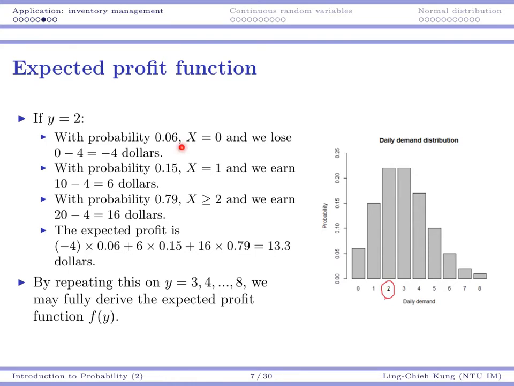There may be no customer, there may be 1 customer, or there may be 2 or more customers. As long as there are 2 or more customers, I am going to sell everything I have. In that case, I will earn $16. Okay? And I know the probability is 79%. Again, that's something I can calculate by summing up all those probabilities.